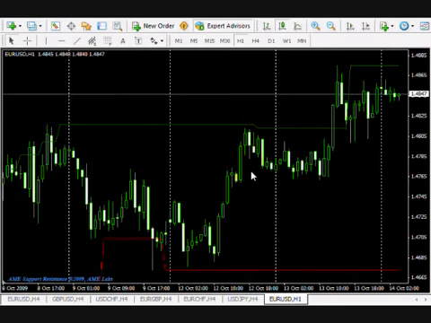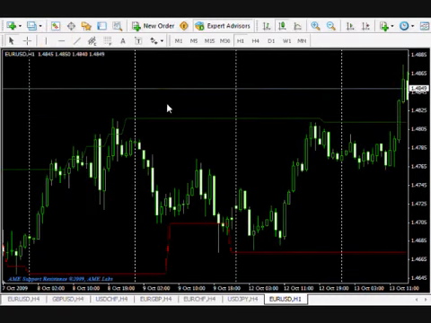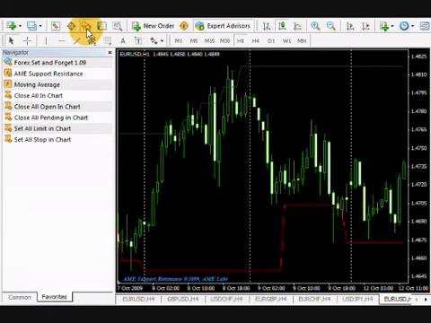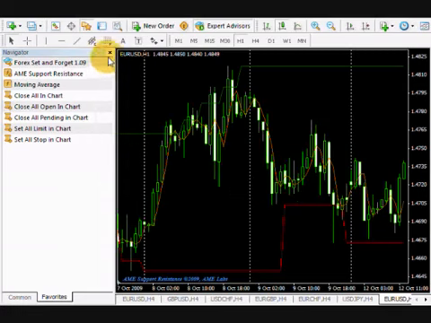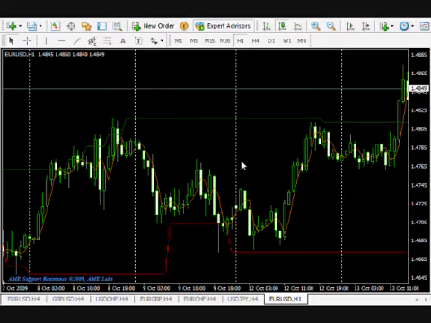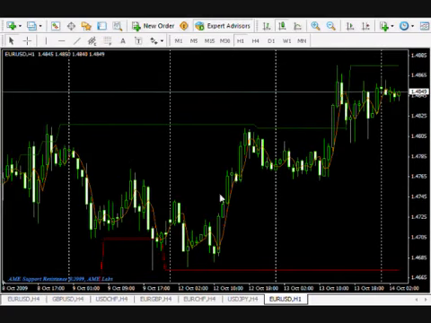Okay, so what my robot does is it uses moving averages to determine an entry signal. Just for the sake of argument here, I'm going to plot a moving average on this chart. I'm going to do period 2, simple moving average, and apply to open price. Now I just use that because that's what my robot does. I'm just showing one way to determine an entry signal. So now we have a moving average of 2.